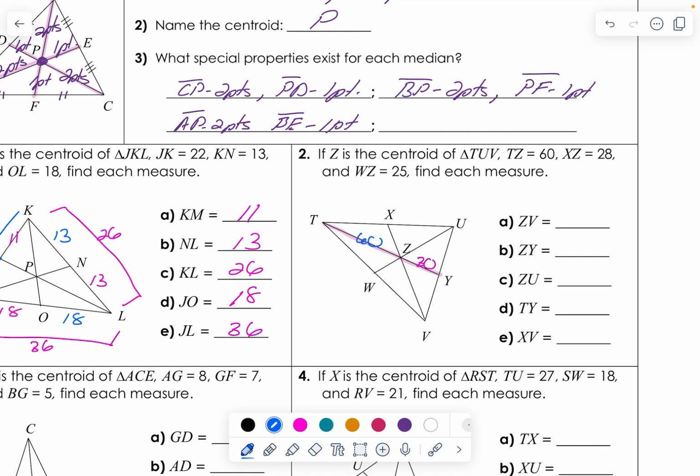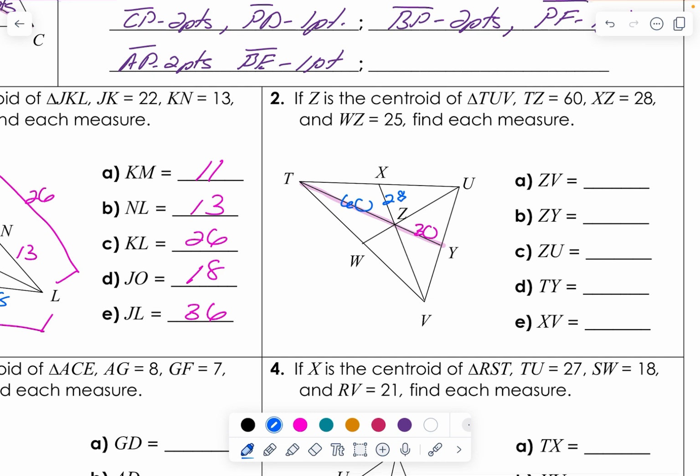Okay, given information in blue, things we figured out in pink. So XZ is 28. See how that's the small part? XZ is the small piece. ZV is 2 times that, or 56. That's the 2 pieces. 1 piece, 28, 2 pieces, 56. 2 times 28, 56. And then WZ, this piece is 25. That's the small piece. The big piece is 2 times that, 2 pieces, 50.